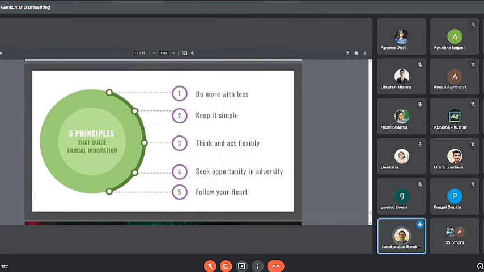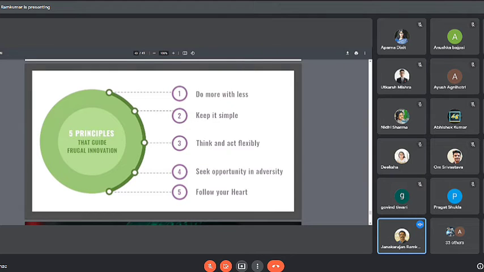These are the 5 important things for frugal innovation. So the first thing is you have to do more with less. The example I showed you is the Swiss knife, which does not serve your purpose many a times. So do more with less. Keep your product as simple as possible.